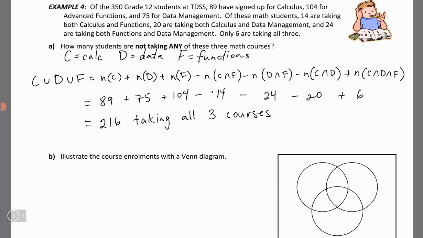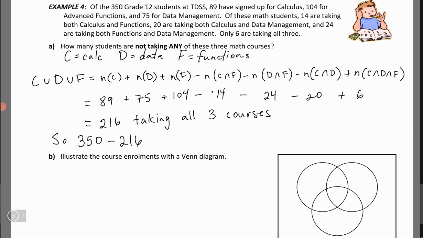And so out of 350 students, if you take away the 216 taking the math courses, then there are 134 students taking no math courses.